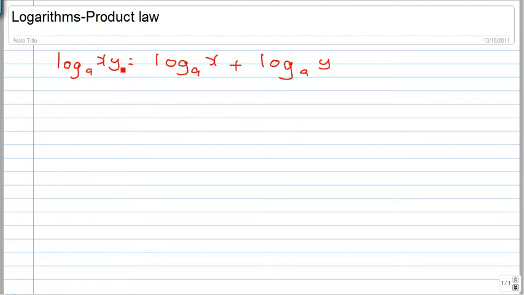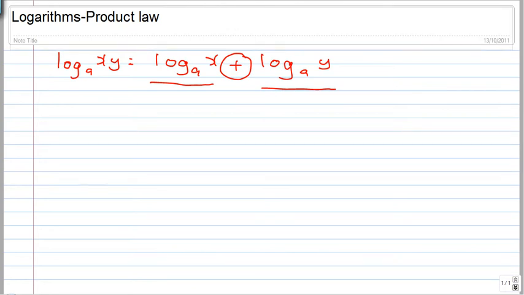Typically what this means is that if you have log a and you have the product of x and y, you can break it up into a plus. So log_a x you can write on one side, and log base a of y you can write on the other side. So you can break it up. If it's a product, you can break it up like this. If you have this, you can combine it back to this.